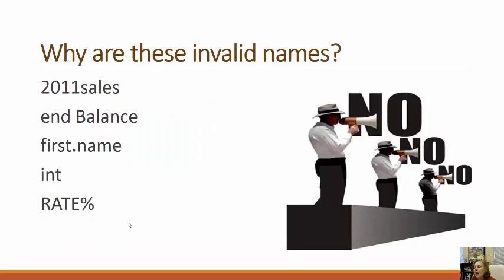Now let's look at these. Why are these invalid names? If you go through each of these and compare them to the rules that we're giving, let's look at the first one. Well, we can't start a variable name with a number, so that one's wrong. You cannot have a space in a variable name, so that's why this one won't work. In this name, you may not have a period, because that's not allowed in the naming rules.